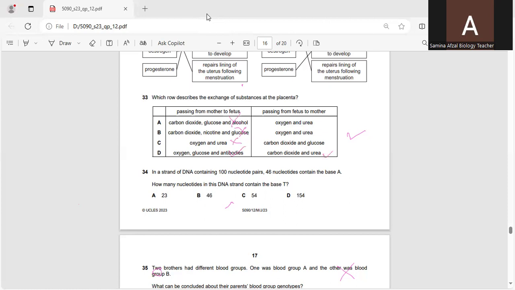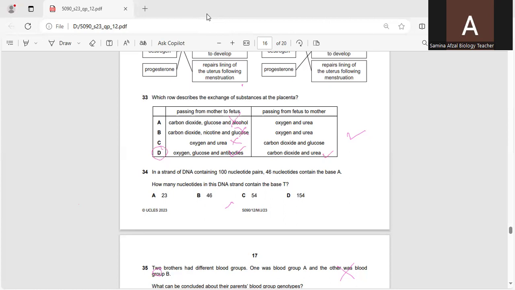Again, I would like to say, if one statement is incorrect, all the other statements will also be incorrect. If one is correct, the other will also be correct. So in this case, option D is the correct answer, in which the fetus gets oxygen, glucose, and antibodies from the mother, and the fetus gives carbon dioxide and urea to the mother to excrete it out.